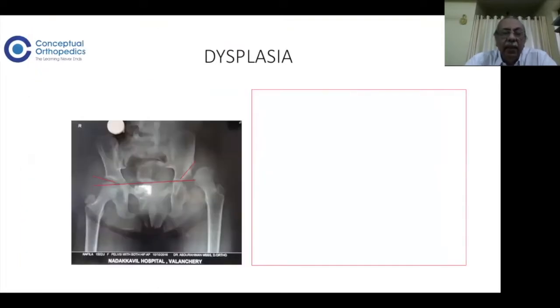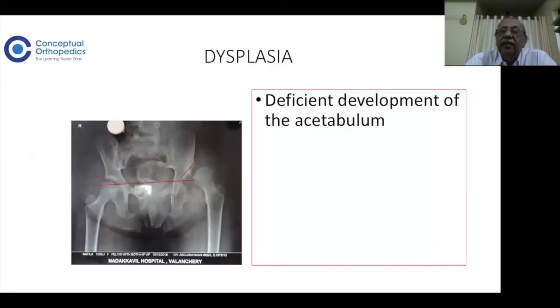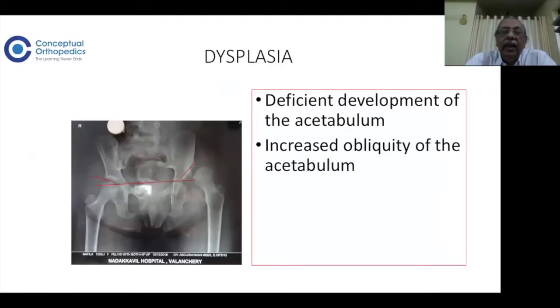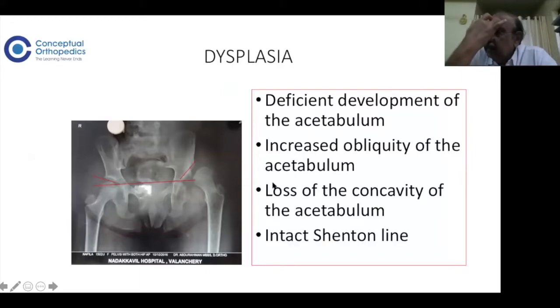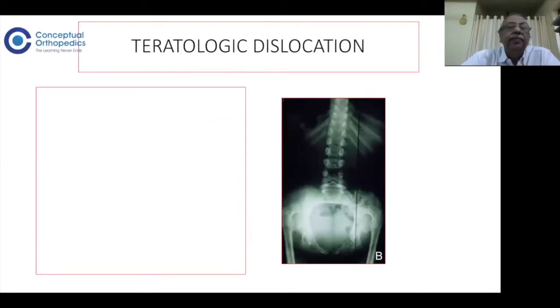And third is a dysplasia. That means a deficient development of the acetabulum, with increased obliquity. As you see here, the acetabular angle is increased. There is loss of concavity of the acetabulum, but there is an intact Shenton's line. So the spectrum of DDH can be a frank dislocation, a subluxation, or a dysplasia of the hip. There is a wide spectrum ranging from dysplasia to dislocation.